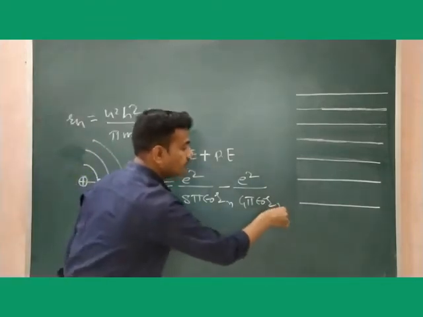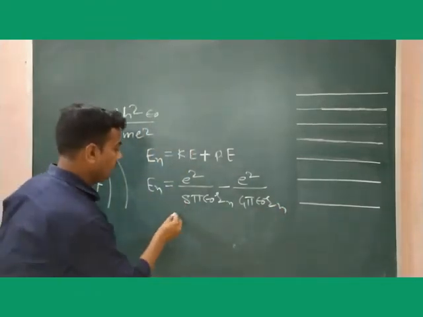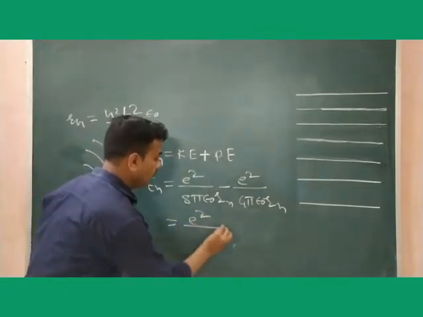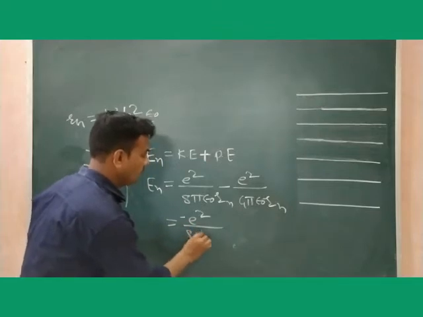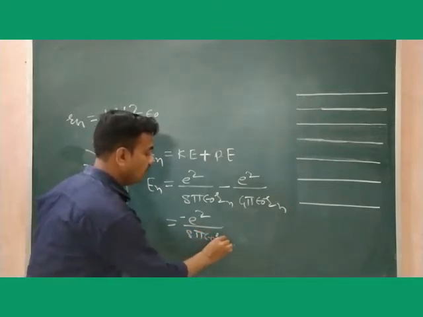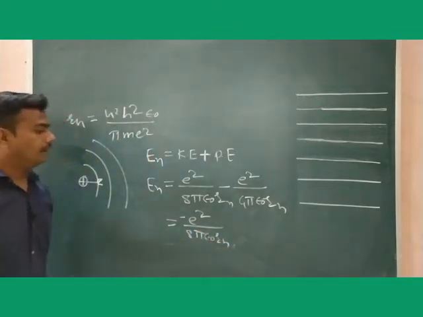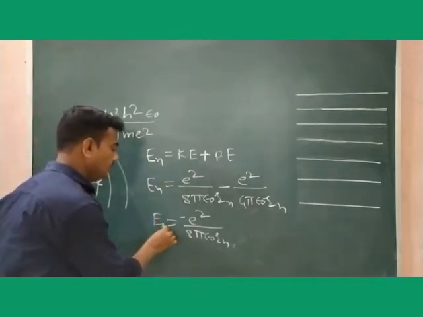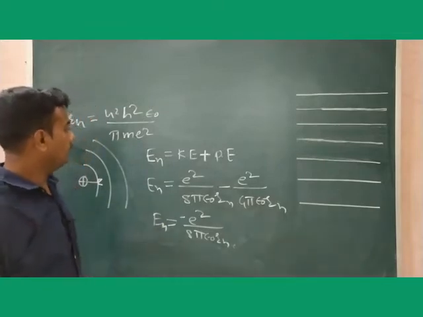If you solve this, it is equal to E square divided by minus 8 pi epsilon 0 into Rn. This is the total energy of the electron which is revolving inside the nth Bohr orbit. Now what is the Rn?